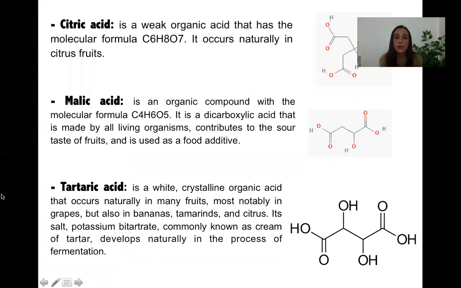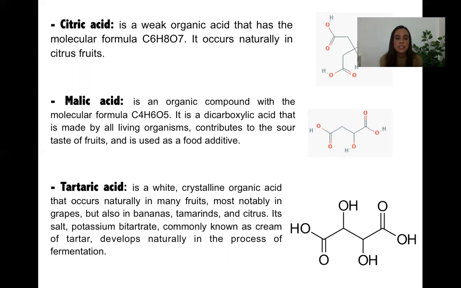Citric acid is a weak organic acid that has the molecular formula C6H8O7. It occurs naturally in citrus fruit. The other one is malic acid. It's an organic compound with the molecular formula C4H6O5. This is the carboxylic acid that is made by a living organism, contributes to the sour taste of fruits, and is used as a food additive.